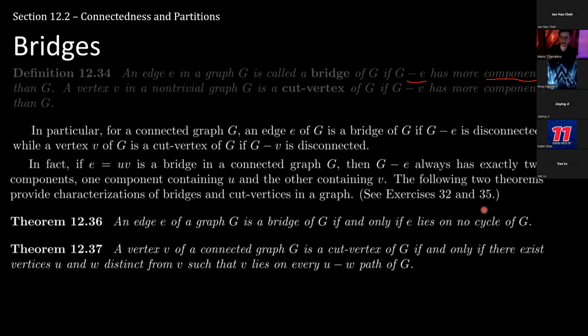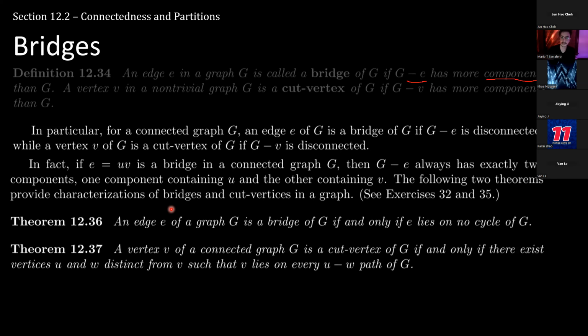The following two theorems, presented without proof, provide characterizations of bridges and cut vertices in a graph. An edge E of a graph G is a bridge of G if and only if E lies on no cycle of G. So if E lies on a cycle, then it cannot be a bridge. And if E is a bridge, then it can lie on no cycle. And the converse and contrapositives are also true.